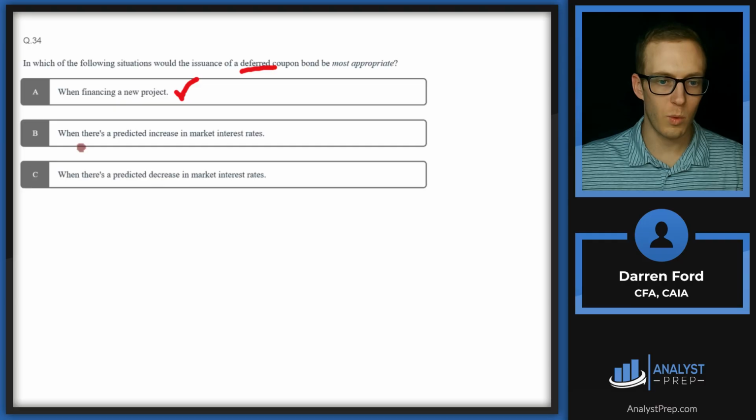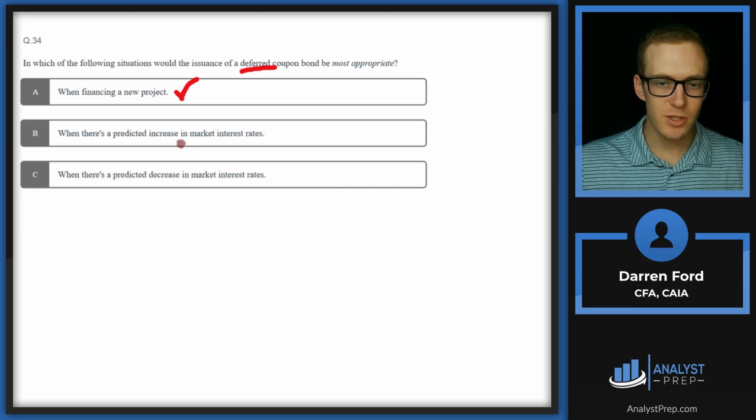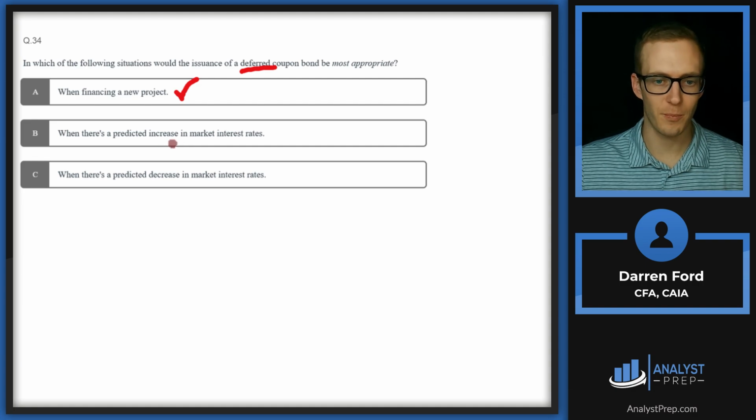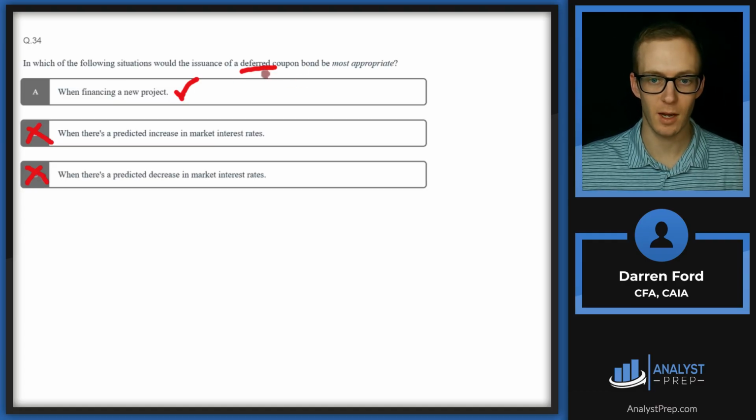For B, when there's a predicted increase in market interest rates, and then C, when there's a predicted decrease in market interest rates. So we're not going to want to do deferred coupon based on whether we think market interest rates are going to go up or down. If we think interest rates are going to go down, we might want to do something like a floating rate debt so that our interest rate would decrease in the future. Or if we think interest rates are going to go up, we might want to do fixed rate. So that might determine how we want the interest rate of our bond to be locked in or floating, but it's not going to affect the deferredness of this bond. So A is going to make the most sense.